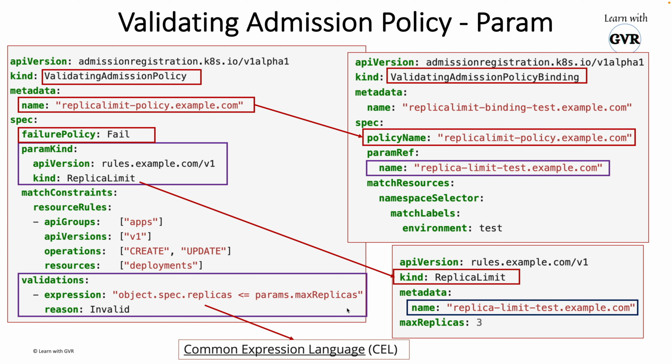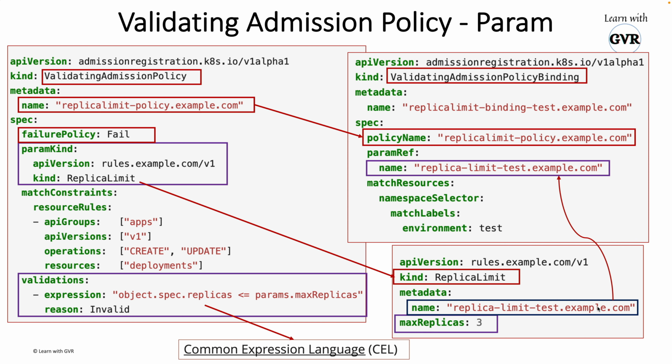So this name, replica limit, that name should match with this name. So the policy name should be linked in the policy binding, and the parameter kind should be replica limit 1 here, and if here you put replica limit 2, it doesn't work. Whatever kind you specify here, this should be the same kind, right?